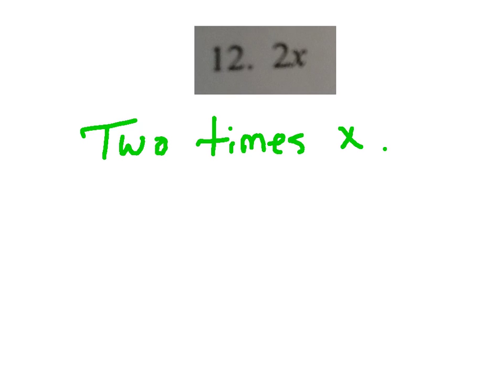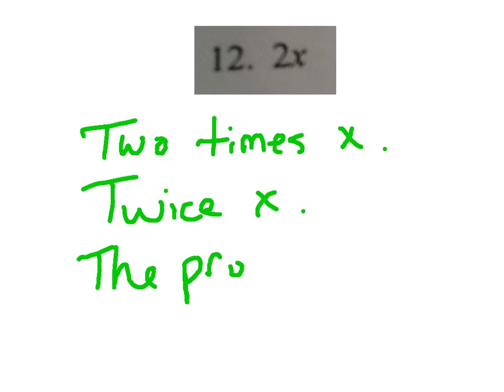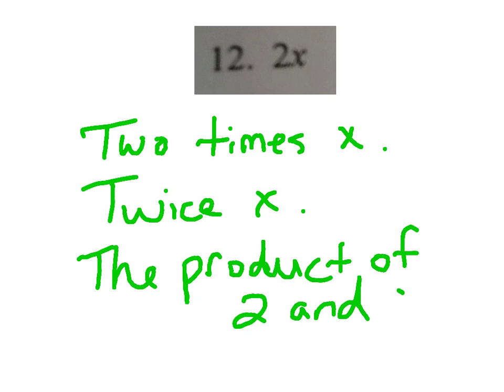All right, number 12. You're supposed to change this into a verbal expression, a verbal phrase. On this one, there's several ways. You could say 2 times x is an obvious way. You could say twice x. Or you could say the product of 2 and x. You don't have to have all of them, but you do need to have one of them. Okay, so off to a good start. Next slide.